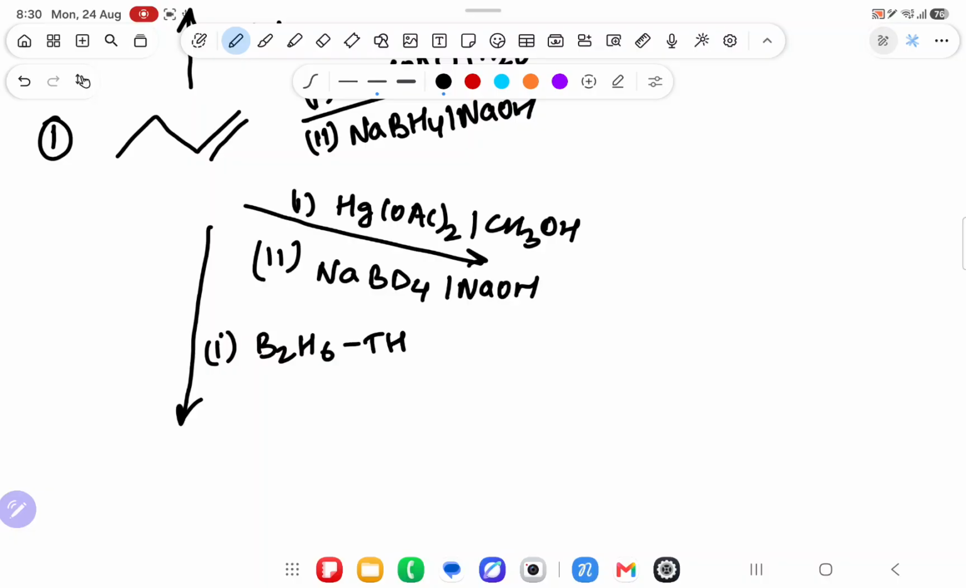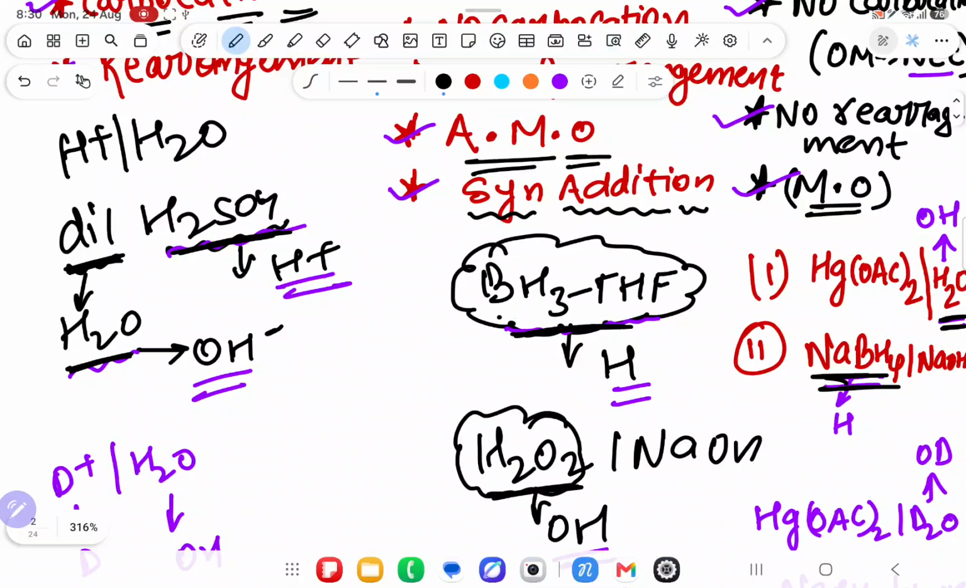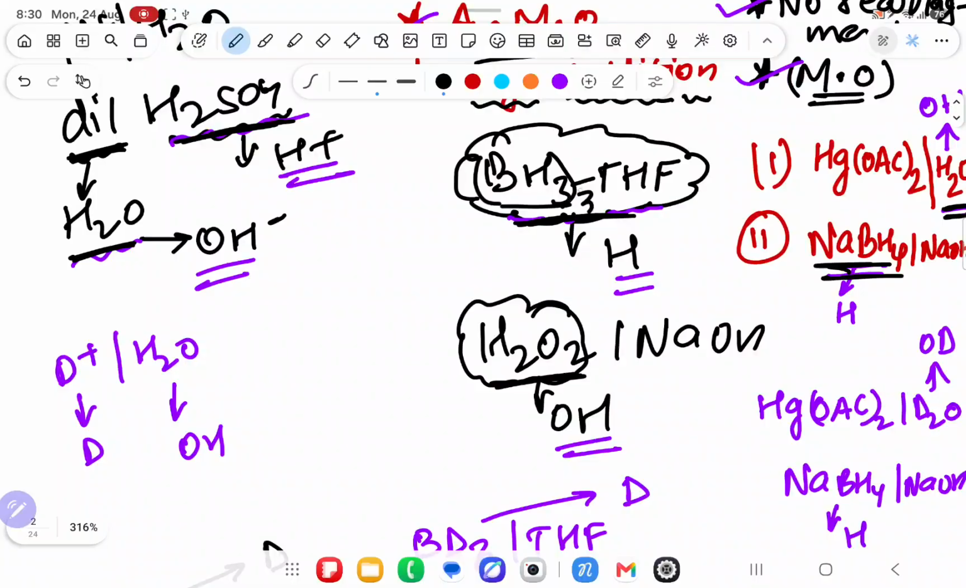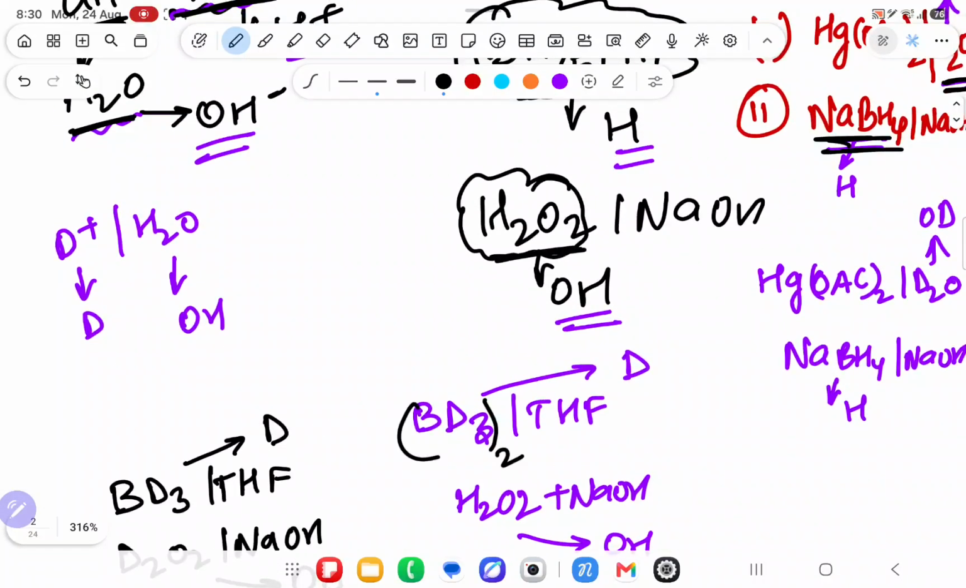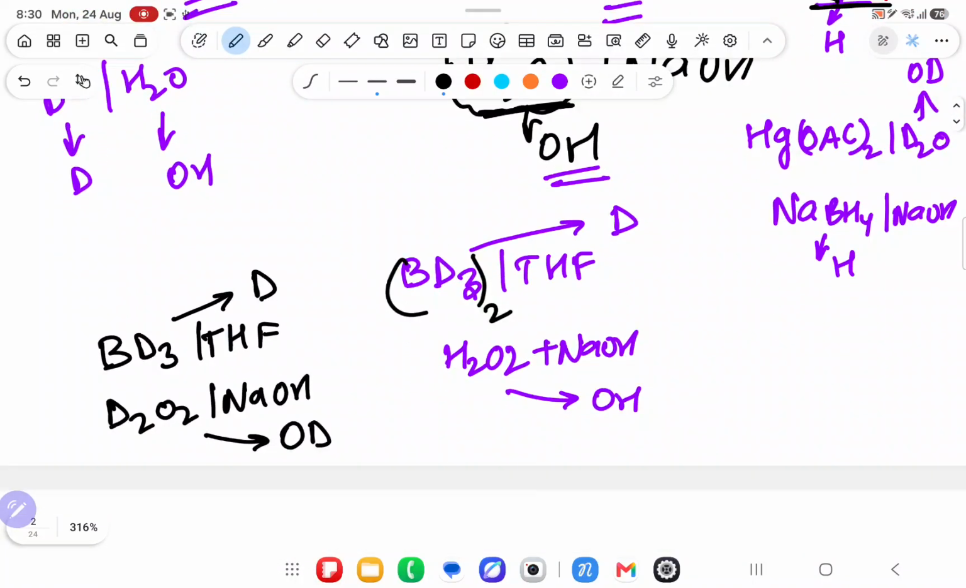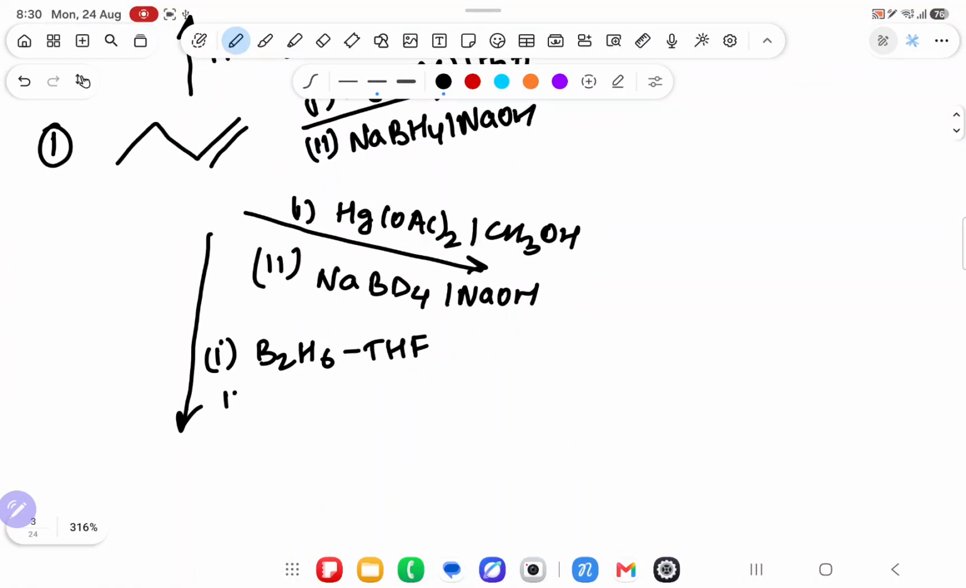B2H6 in presence of BH3 twice. BH3 written or BH3 whole twice written, same. Don't get confused. It can also be written as BH3, BD3 whole twice, or B2H6. Second reagent: H2O2 in presence of NaOH.